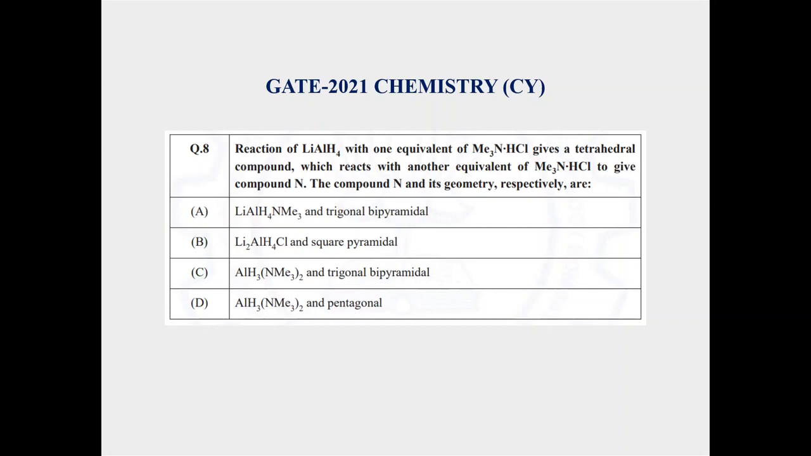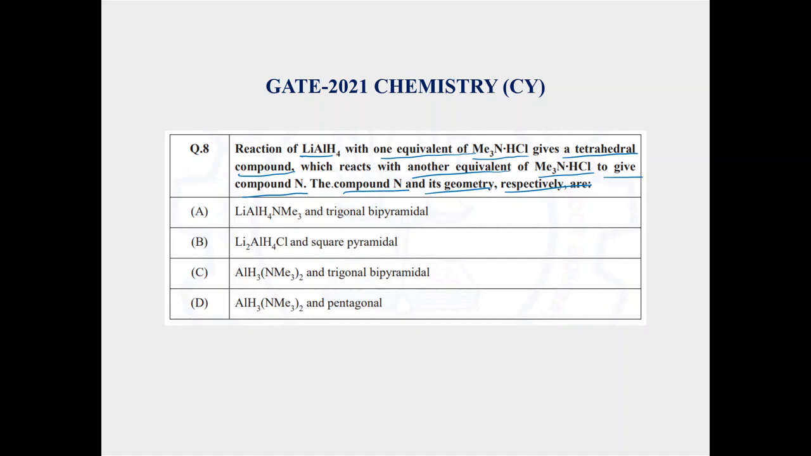So the next question, number 8. The question is: reaction of lithium aluminium hydride with one equivalent of Me3N·HCl gives a tetrahedral compound which reacts with another equivalent of NMe3·HCl to give compound N. The compound N and its geometry respectively are. So here we have to say what is forming and what is the geometry of that complex.